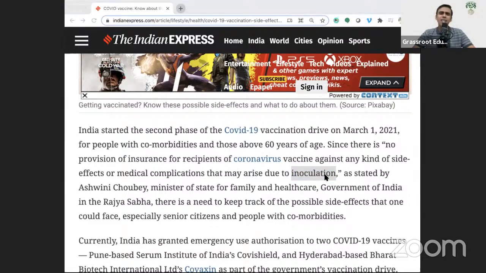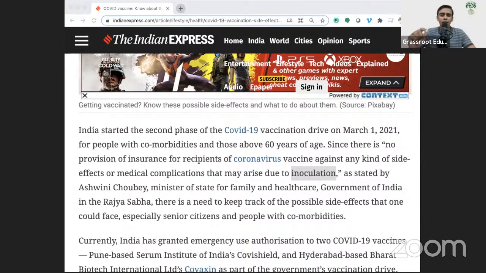Inoculation basically means vaccination. Just a nice fancy term for it. So you might find some places mentioning themselves as inoculation centers instead of vaccination centers. If I ask you, when are you getting inoculated? It means when are you getting vaccinated? Just a fancy way of saying it.